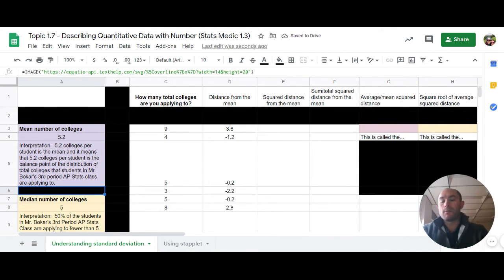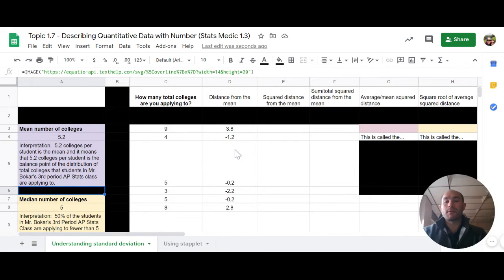We're going to look at that with Staplet, but that is literally like the center of mass. If you had to put them all on a dot plot, like we'll see on Staplet in a second, you would put your finger on 5.2 and it would keep the dot plot balanced. It wouldn't tip one way or the other, just like a seesaw. So that's literally the balance point. The mean is the number that keeps the distance to all the values to the left and to the right of the mean equal. So it's literally the balance point of the distribution. That's how we interpret that.